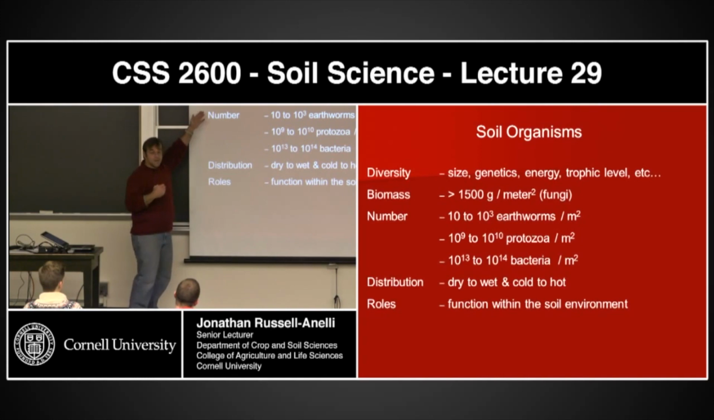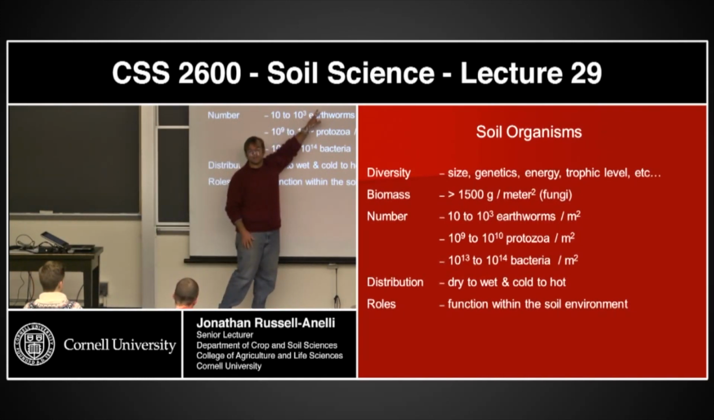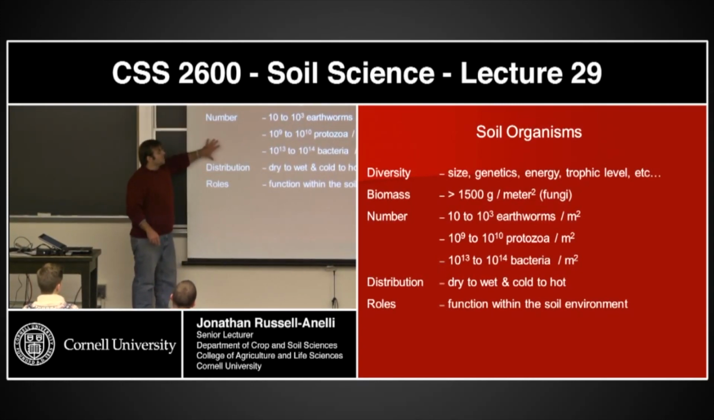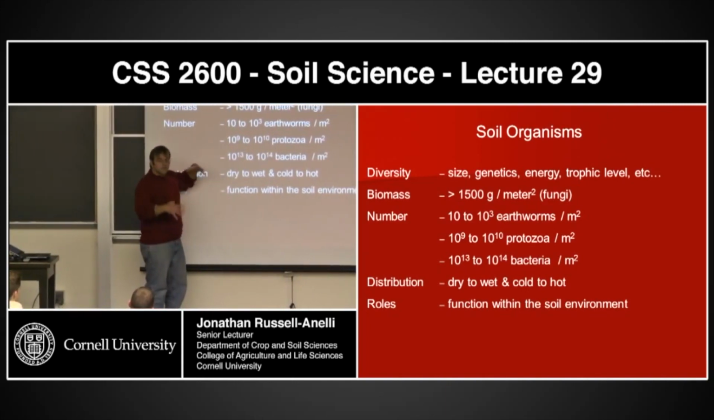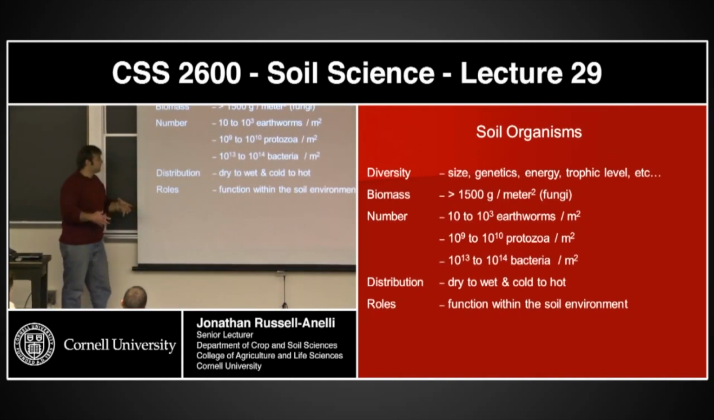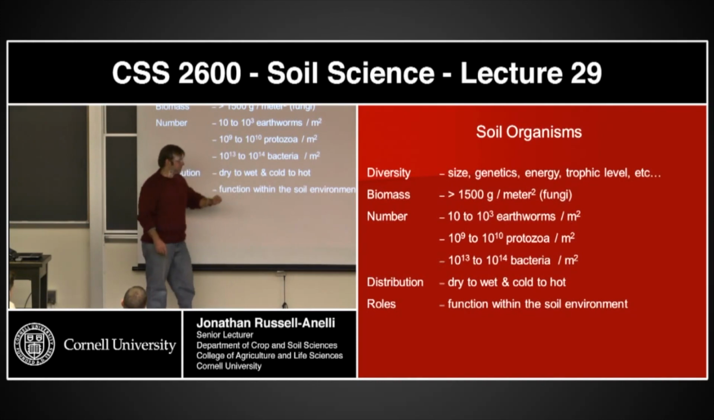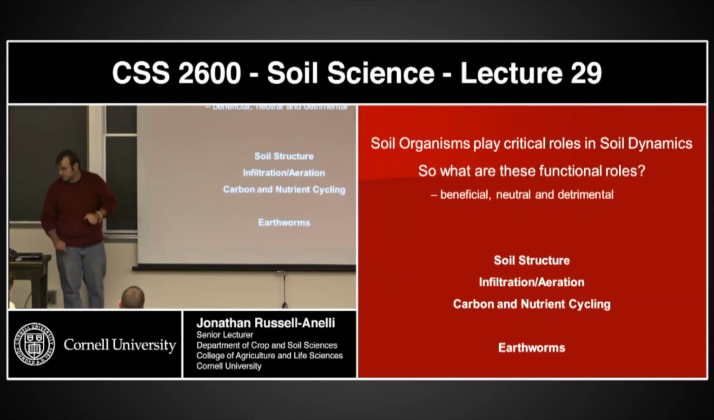So, biomass. Here's that mushroom sitting out in Oregon someplace. It's not a mushroom, it's a fungus. This is one organism. We have earthworms, all the way down to bacteria, an abundance of these organisms. Where they are: dry versus wet, cold versus hot. And what they actually do in that system, their functions within that system. So let's think of them as a functional relationship.